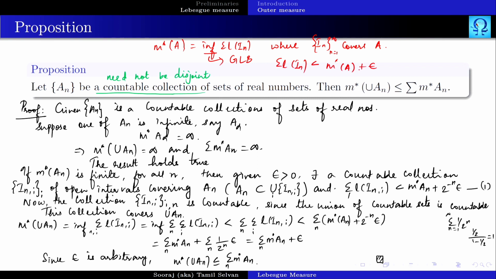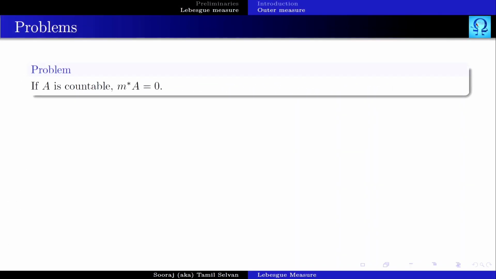In the previous lectures, we have discussed a few propositions, and in this lecture, based on these propositions, we are about to solve a few problems. The first problem tells us: if A is countable, then we have to prove the outer measure of the set is zero. In order to prove this, what are we going to consider? Let us solve this one.